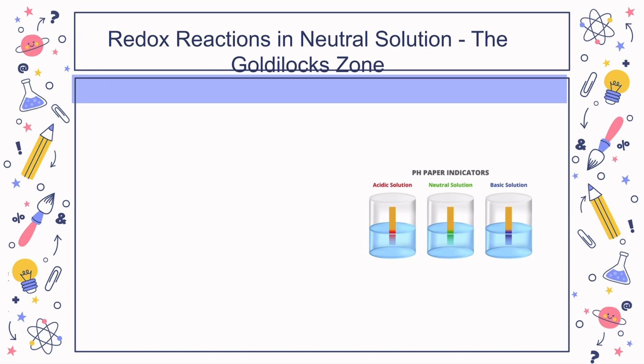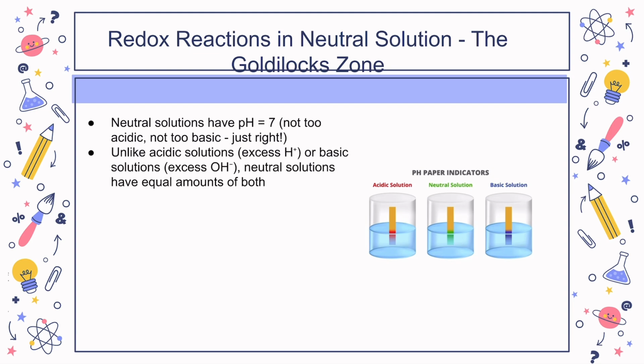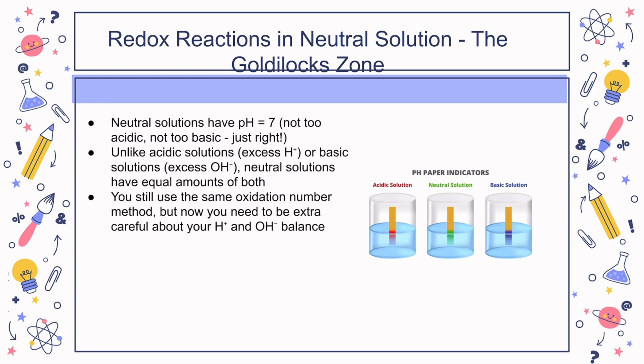So you can think about these redox reactions in neutral solutions as the Goldilocks zone. Remember that in neutral solutions, the pH is roughly 7, so it's not too acidic and not too basic. Now, unlike acidic or basic solutions, there's no excess H+ or OH-. Neutral solutions have equal amounts of both. And while that may be ideal for safety in terms of chemical conditions, when it comes to balancing, it really just makes the process a lot more difficult.